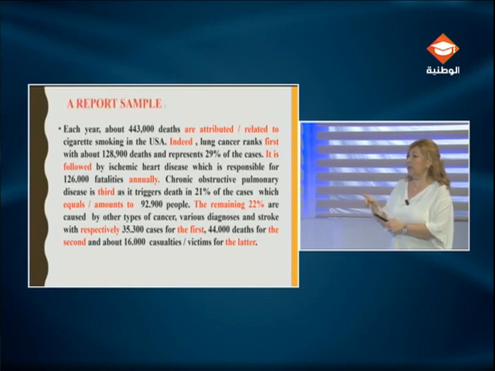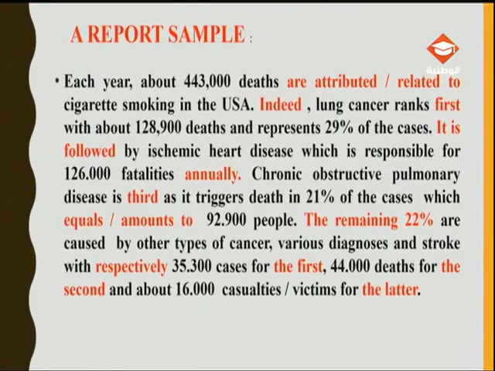You see, the remaining 22% are caused by other types of cancer, various diagnoses, and stroke, with respectively 35,300 cases for the first. So when we say the first, we mean types of cancer. 44,000 deaths for the second, we refer to various diagnoses, and about 16,000 casualties or victims for the latter. The latter means the last item to be mentioned in the previous sentence, and here we refer to, of course, stroke. This is then a sample of a chart report.